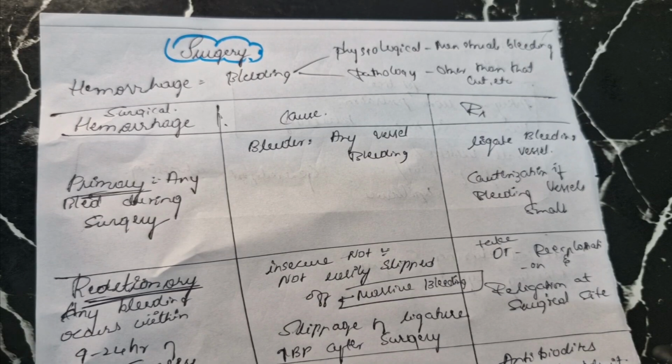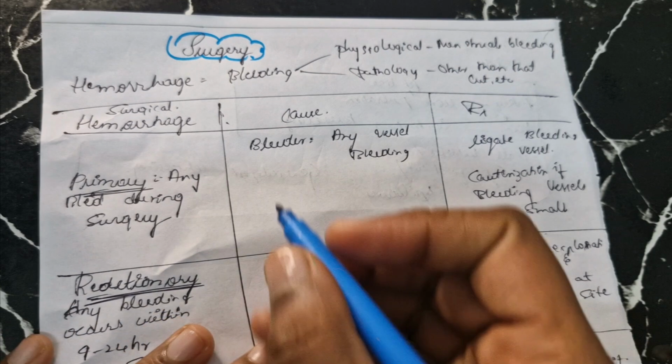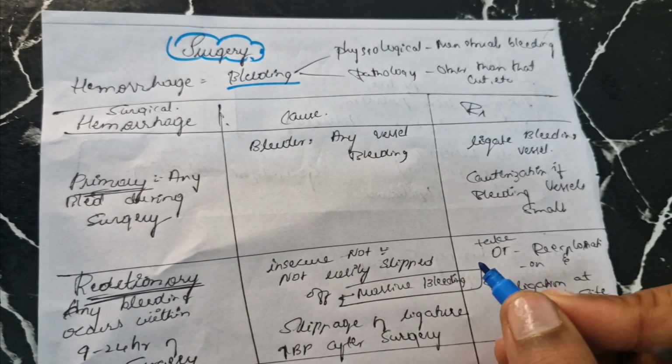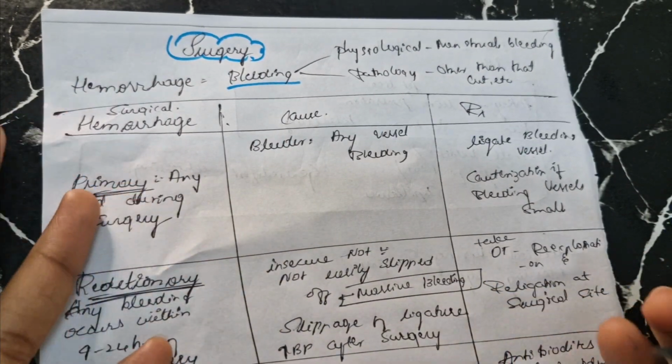Surgical bleeding. In this video, we'll be discussing surgical bleeding. First of all, we'll say what is hemorrhage. Hemorrhage is nothing but bleeding. Bleeding may be physiological or pathological.